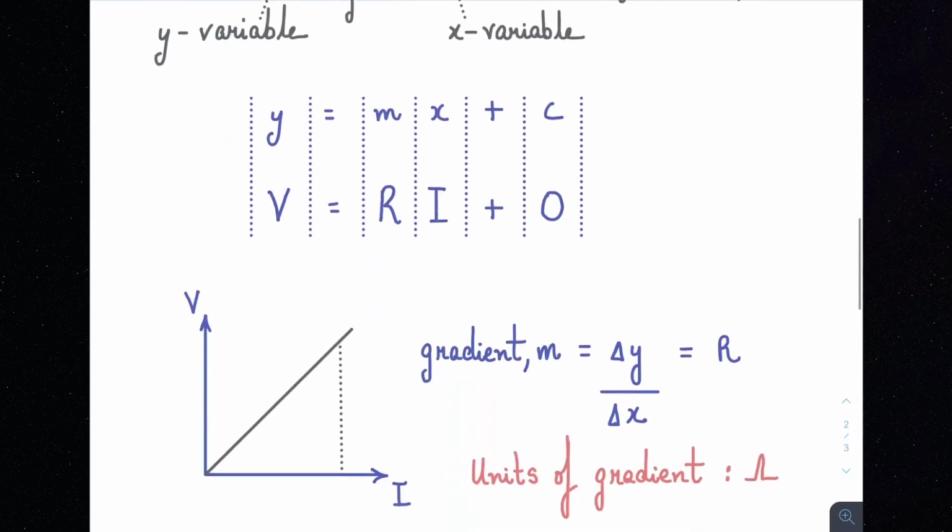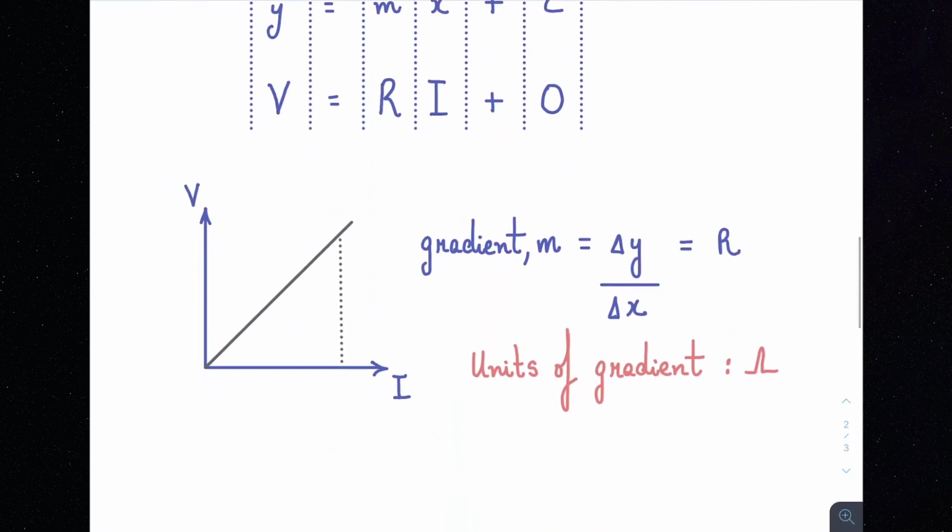The unknown resistance can be determined simply by calculating the gradient of the graph. So the gradient, which is change in y over change in x, in this case it will have a physical meaning, which is the unknown resistance R. And in general, the gradient will thus have units, which in this case are ohms.